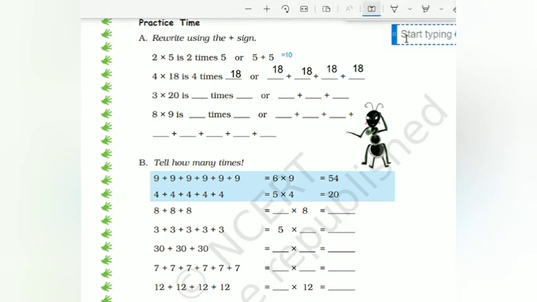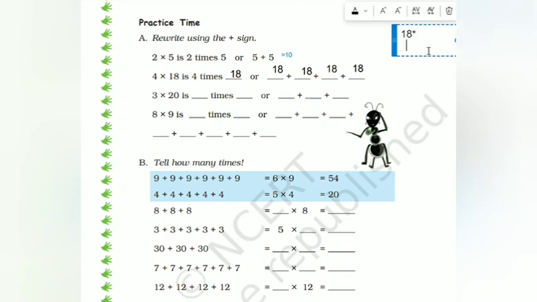We can do it like this. That is 18, and the multiplication has to be written downwards. What do we write downwards here? 4. So that will be equal to, what is 8 into 4? 8 into 4 is 32. So 2 we will write here.